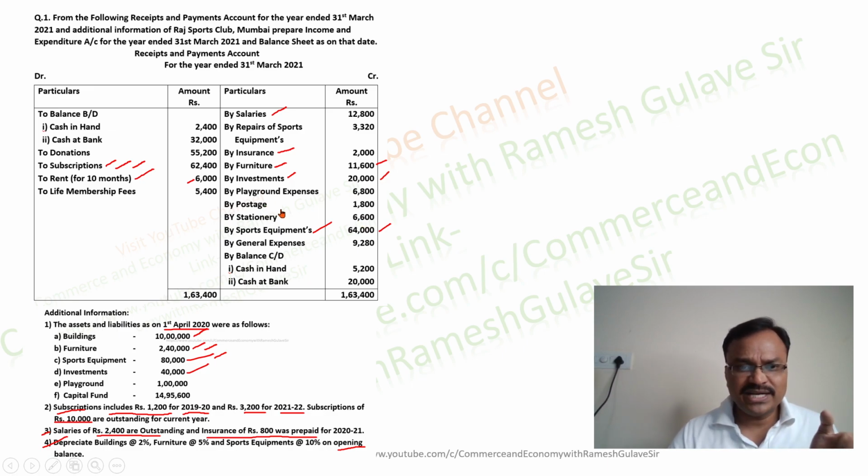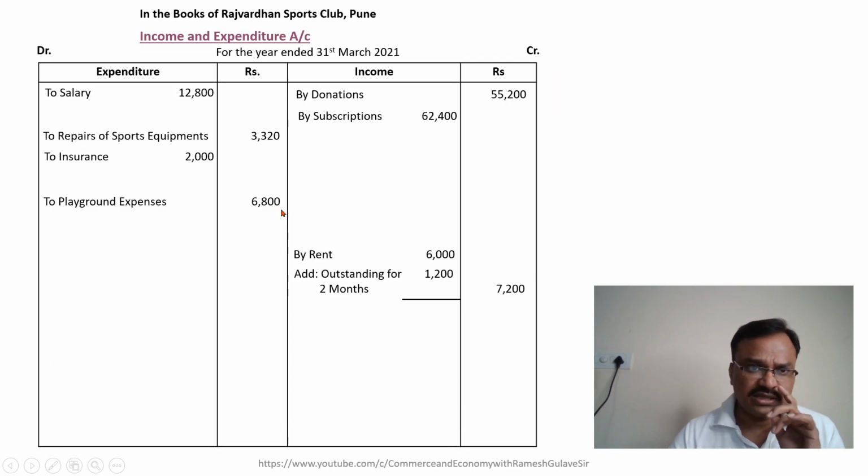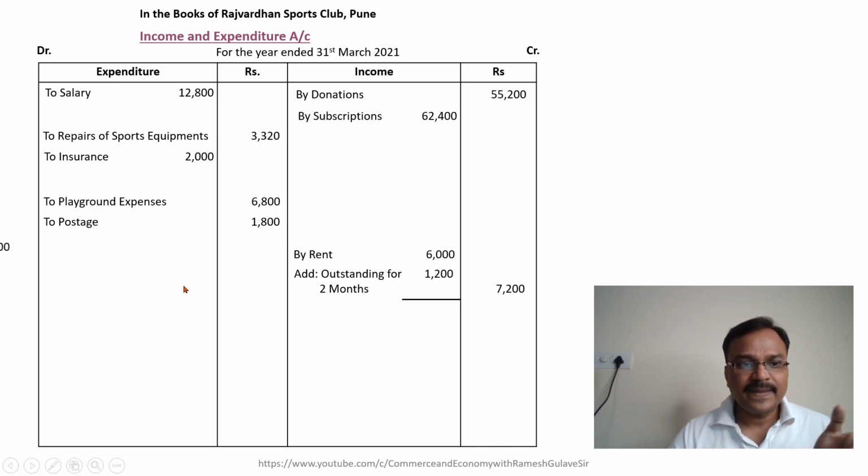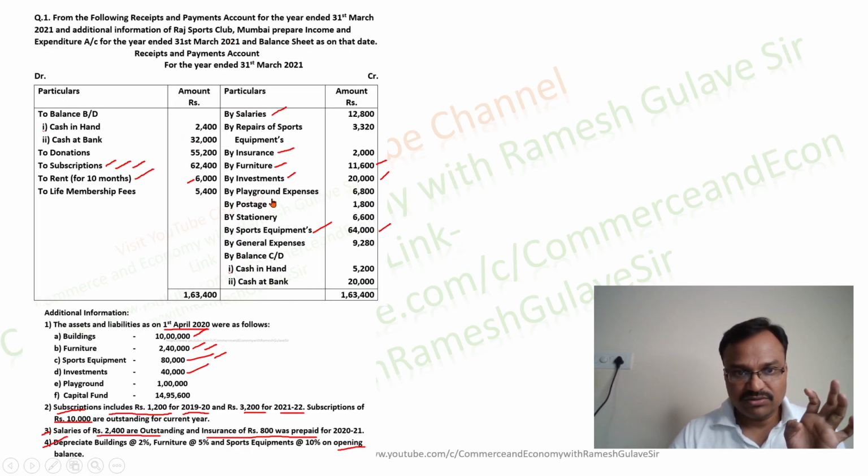Both are revenue expenditure, and both we are going to record on the debit side of the income and expenditure account. So first is postage 1,800, then stationery 6,600, right? Okay, here we have finished with these 2 points, postage and stationery. Next point is sports equipment.